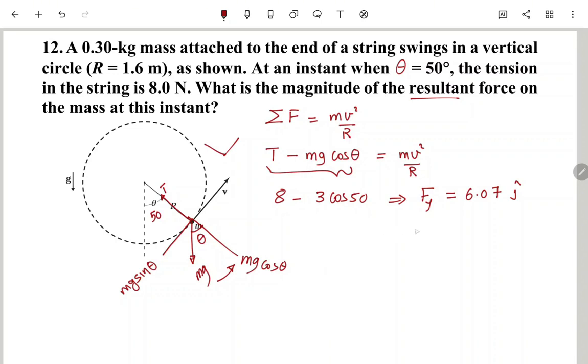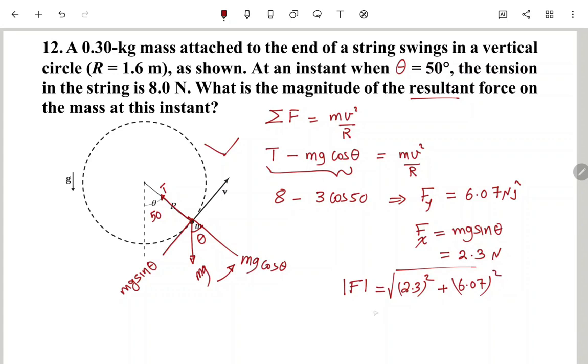Now, Fx in this case here equal to mg sine theta, and you calculate this one here, it's 2.3 newtons, and this is Newton, by the way. So the resultant force equal to square root of 2.3 square plus 6.07 square, or equal to 6.5 newtons.